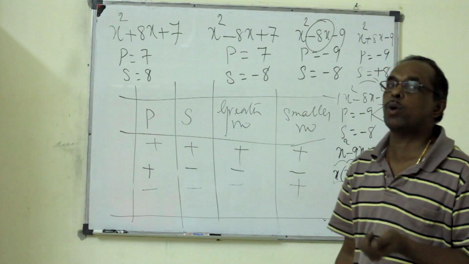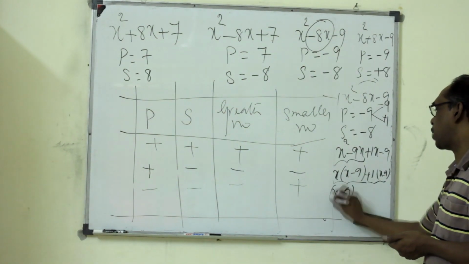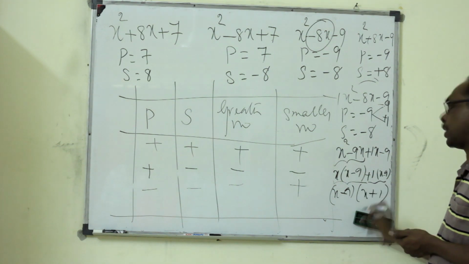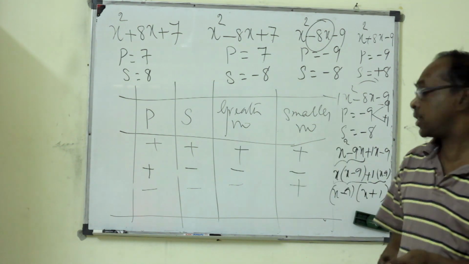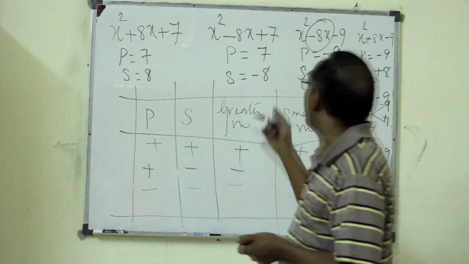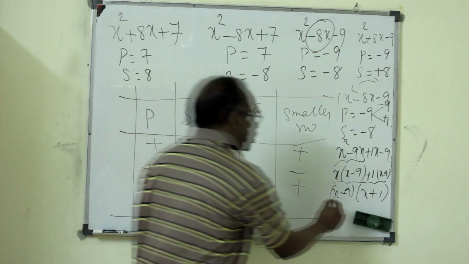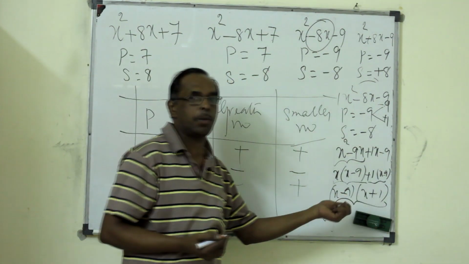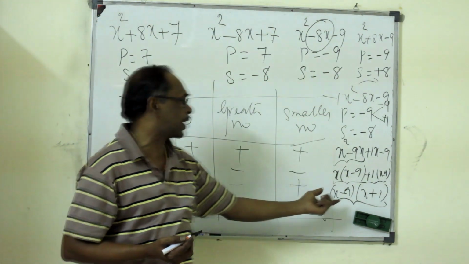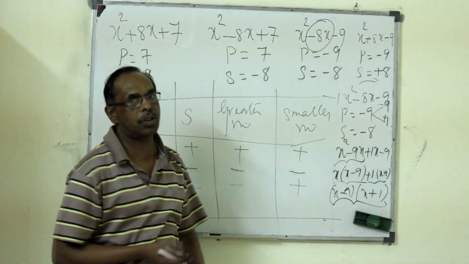In between these two terms, what is common? X minus 9 is common. So take x minus 9 outside. So what is left? X is left and plus 1 is left. Again we got the factors x minus 9 and x plus 1. They are the factors of x square minus 8x minus 9. Is it clear? So now we could express the given polynomial x square minus 8x minus 9 in terms of its factors x minus 9 and x plus 1. So this is the factorization of it.